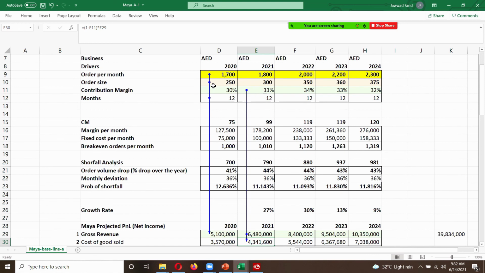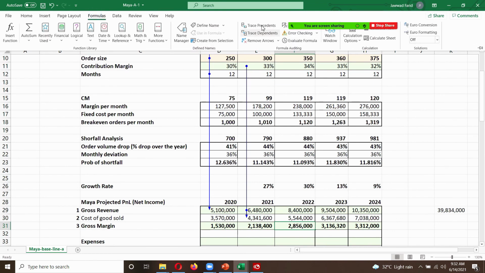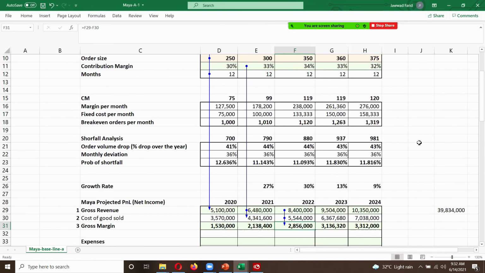And if you press function F2, you can see the formula. So the formula says 1 minus E11, E11 is this number here, into E29, E29 is your revenue. So that makes you your second number. And then your gross margin, the third piece in this equation, is simply the difference between the first two calculations. Okay. So you've got your revenue, you've got your cost of goods sold, and you've got your gross margin.